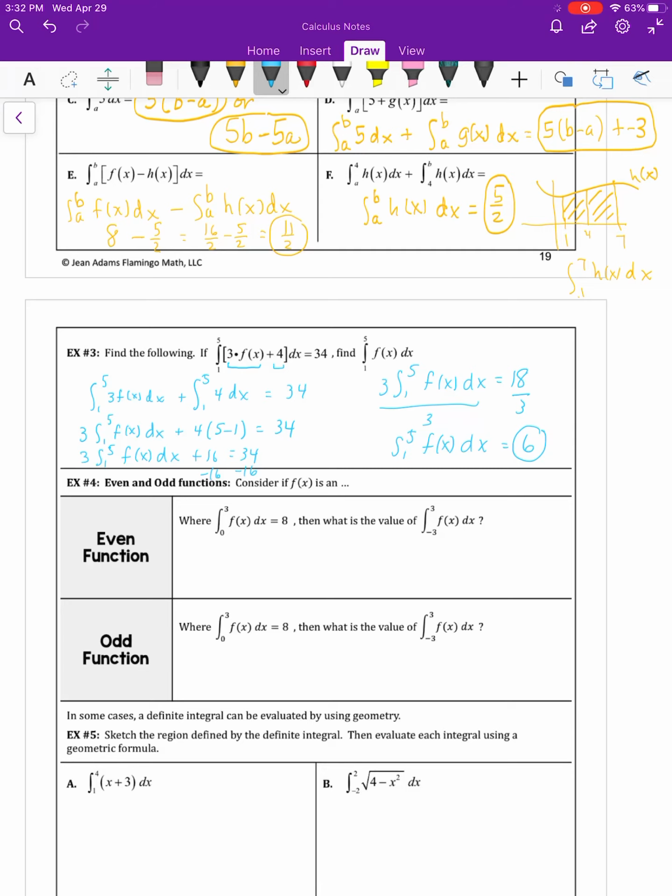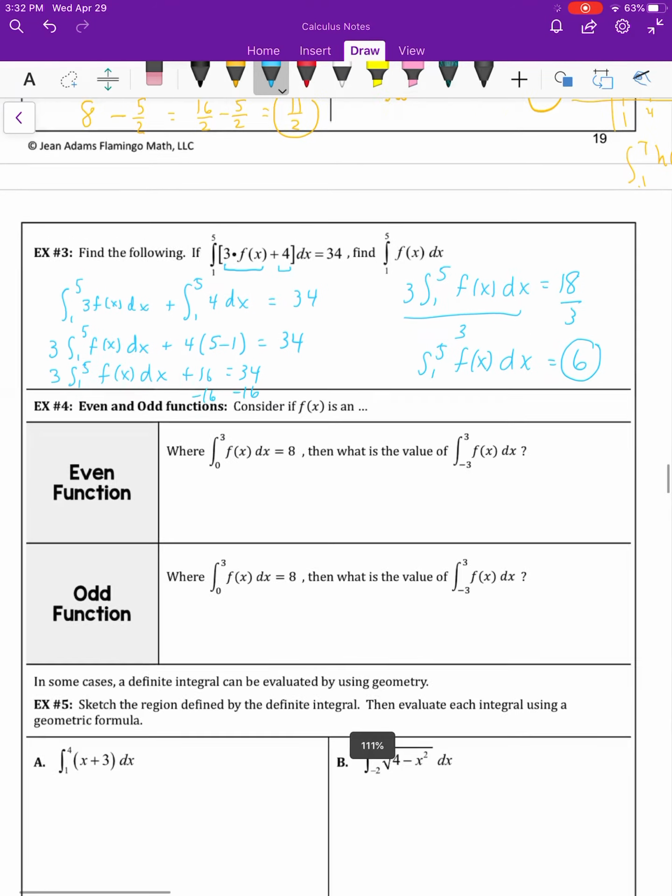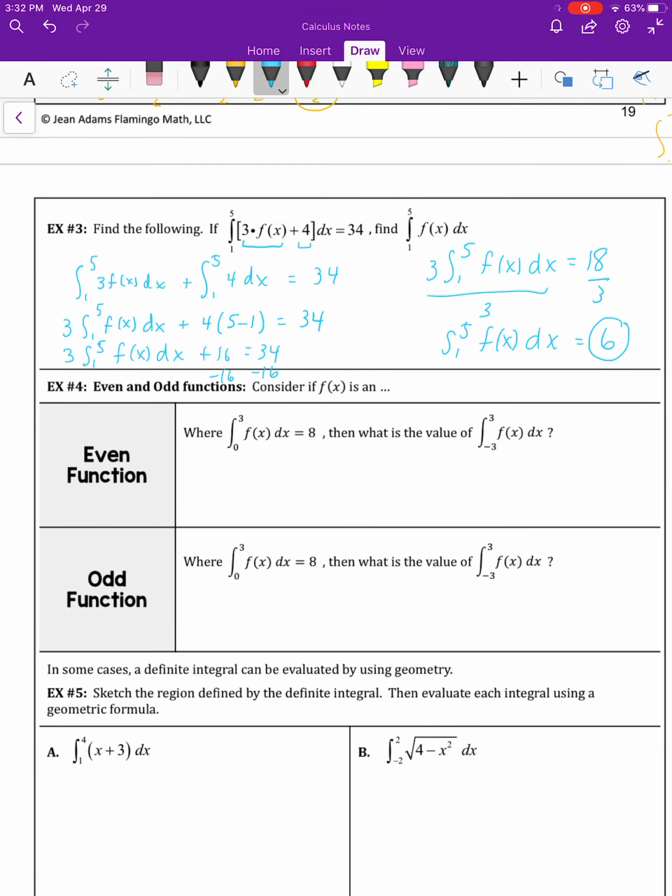And I see that my integral is equivalent to 6. So that was kind of a puzzle, kind of fun. I like that one. Example number 4, even and odd functions. Consider if f of x is an even function, where the integral from 0 to 3 of f of x dx equals 8, then what is the value of the integral from negative 3 to 3 of f of x dx?